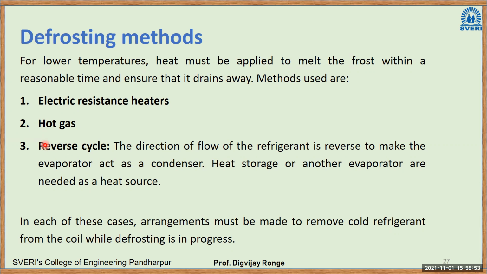First it was evaporator, then compressor, then condenser, then expansion. In defrosting, the cycle reverses. So it will be like expansion, evaporator, expansion, condenser, and compressor. So the evaporator now will become condenser, and condenser will become an evaporator. So this way the cycle gets reversed, and the ice will start to melt.